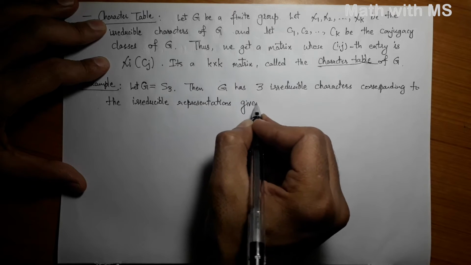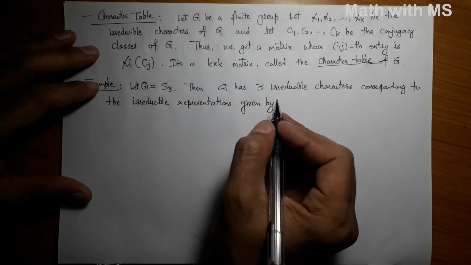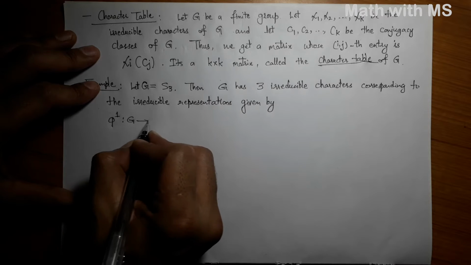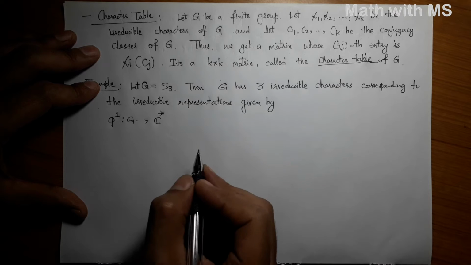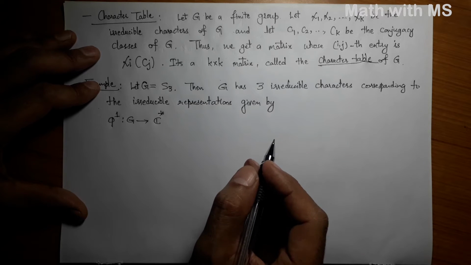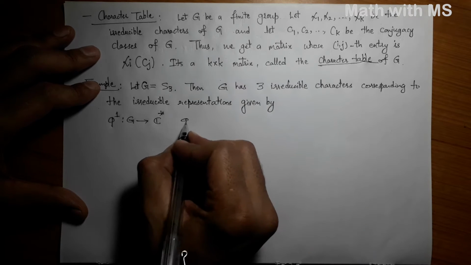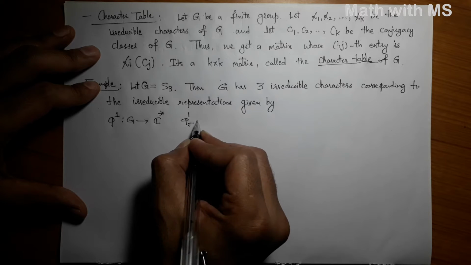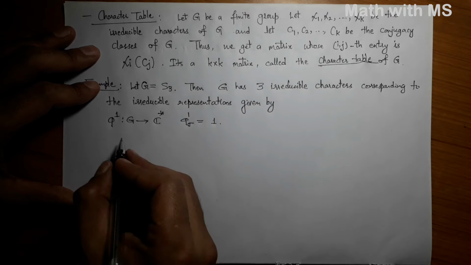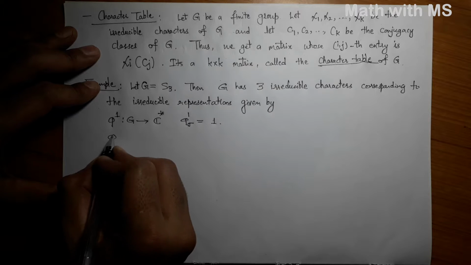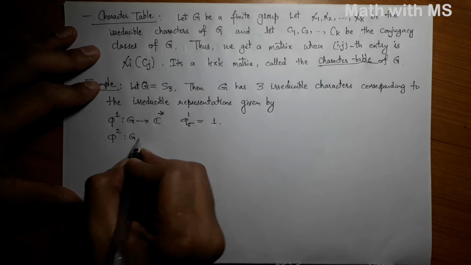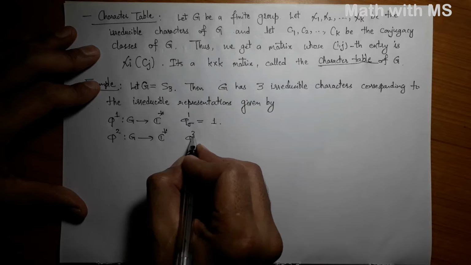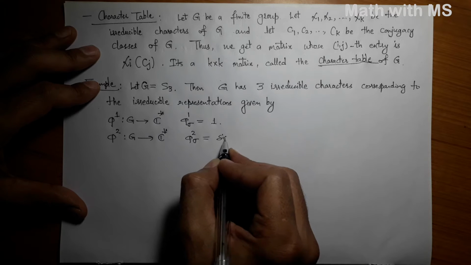Let me recall for you. The first, phi 1 from G to C star, is one dimensional, which is the trivial representation. Notice that each group always has a trivial representation. So phi 1 of any element sigma is just the identity of the group C star. And phi 2 from G to C star was the sign representation. Phi 2 of any sigma equals the sign of sigma.